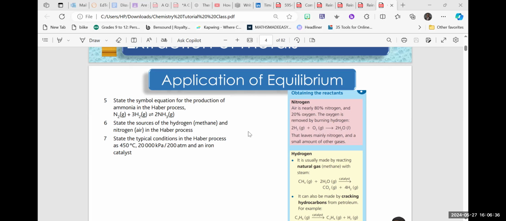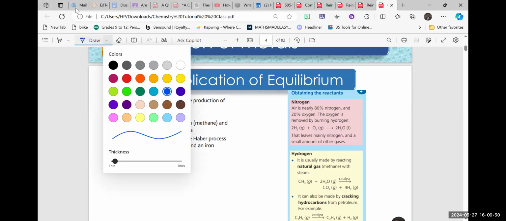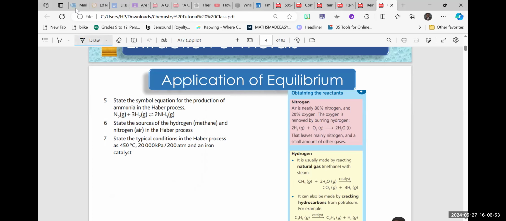Now, for example, looking at Haber process, it is a process in which ammonia is produced, right? So we want to see what is the application of chemical equilibrium to this process. How does chemical equilibrium affect the Haber process? So one of the things that you may be asked under this is, number one, what are the reactants in Haber process? Nitrogen and hydrogen. The product is ammonia.